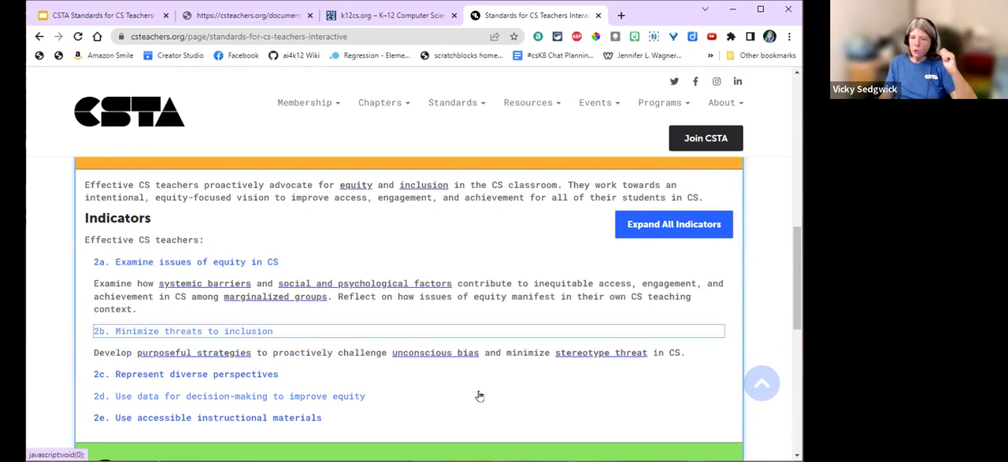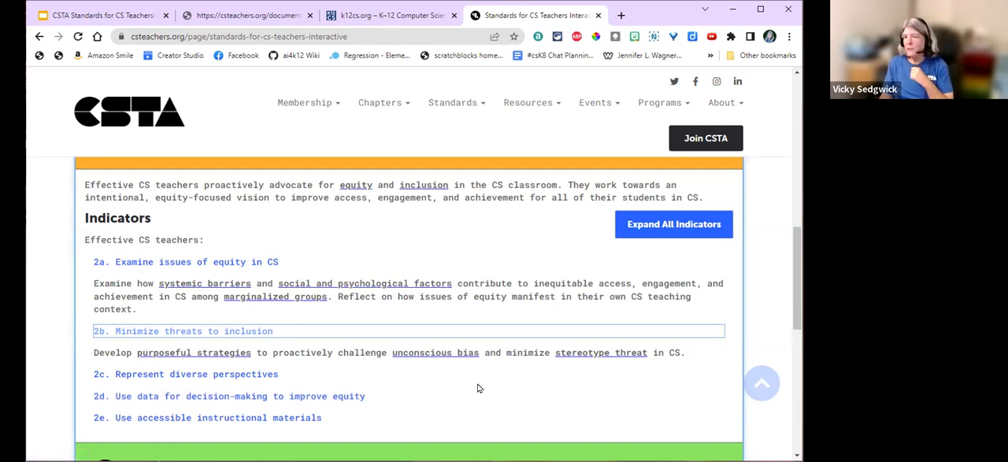It's about you purposefully examining your own bias and any stereotype threats, and coming up with strategies to combat those. We all have bias, right? We all do, whether we admit it or not, and we need to examine those and understand what they are.